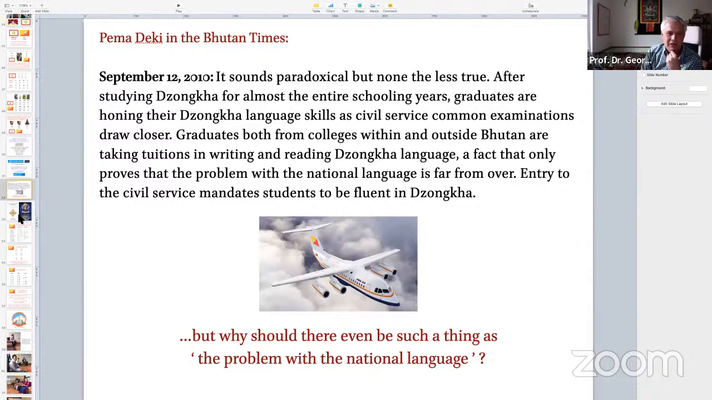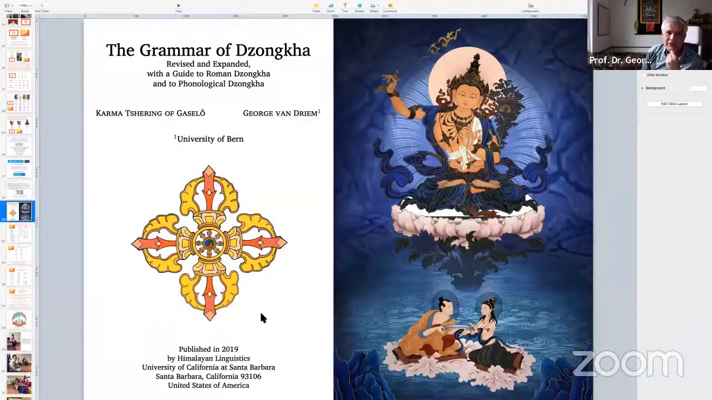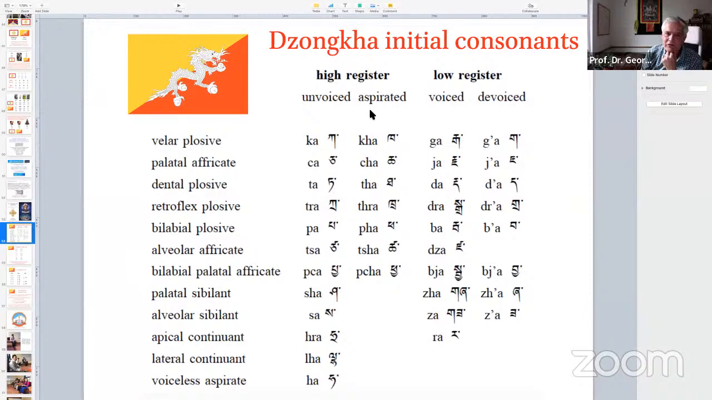This grammar of Dzongkha, this is the fourth edition of the grammar of Dzongkha, published in 2009 and freely downloadable from the website, by Karma Tsering of Gaselo and me as the second author. We together published this expanded fourth edition of the Grammar of Dzongkha. And we also talk about, in the second part of the book, which is actually written for Bhutanese. The first part of the book is written for foreign learners of the language who want to learn Dzongkha. And the second part of the book is different proposals on what you can do to simplify spelling, either in Roman or in indigenous orthography. But that's another matter. So this is the phonology of Dzongkha.